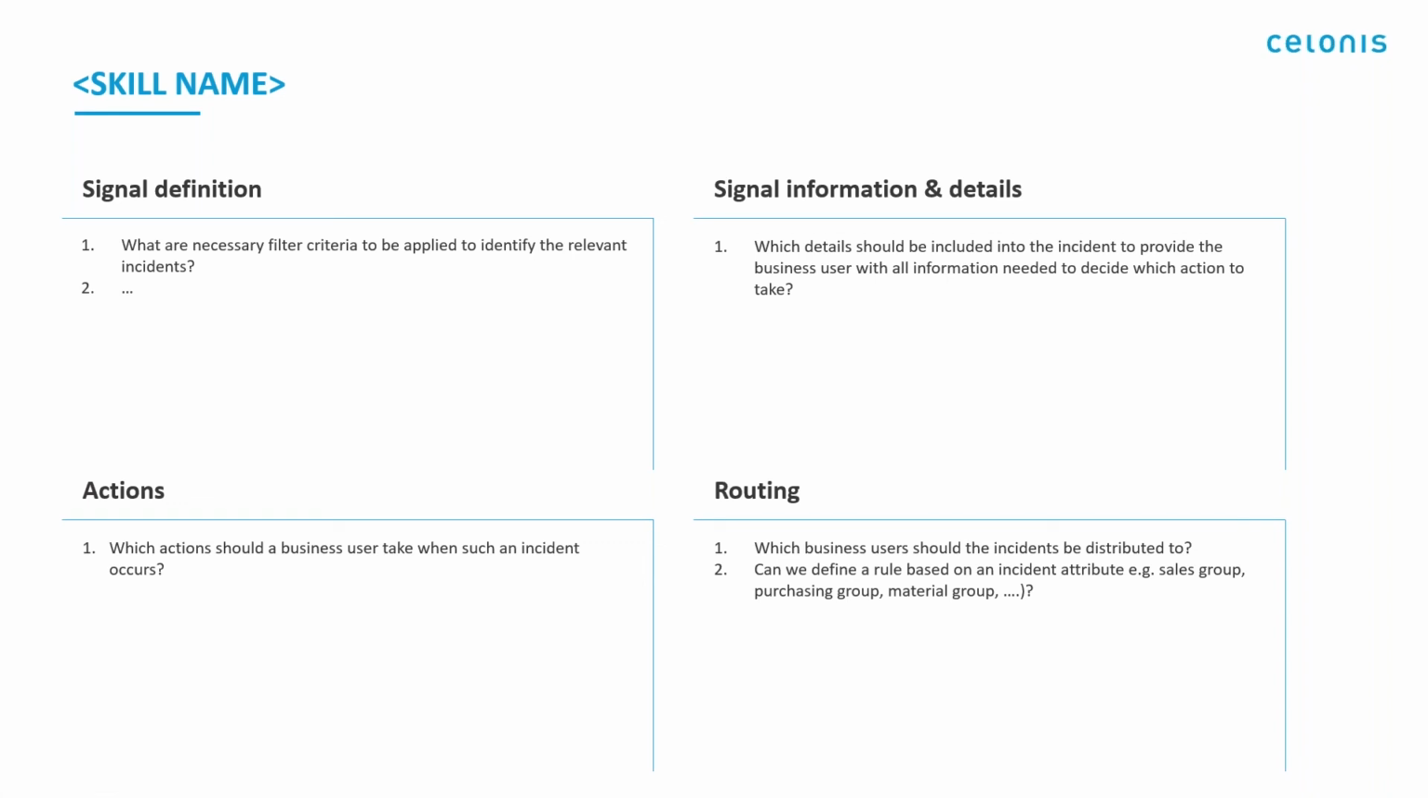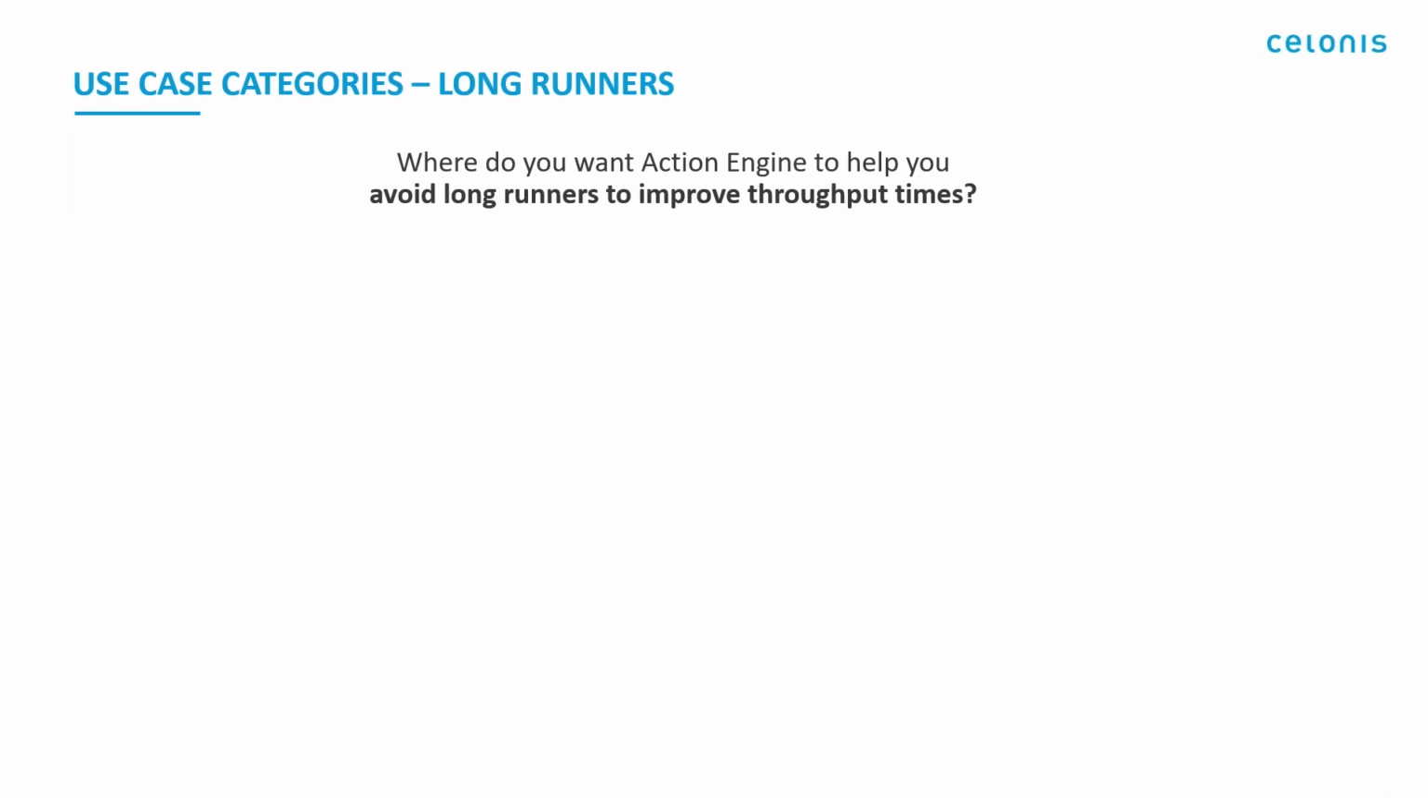I can also provide you with some use case category examples that you can use to structure the exchange and to more easily identify relevant use cases. And there are 5 exemplary use case categories that we typically tackle with the customer. The first one is about long runners to reduce working capital. The simple question is, where do you want Action Engine to help you avoid long runners? Be it for your release process, your purchase order creation process, your delivery creation process, whatever. So that's one category.